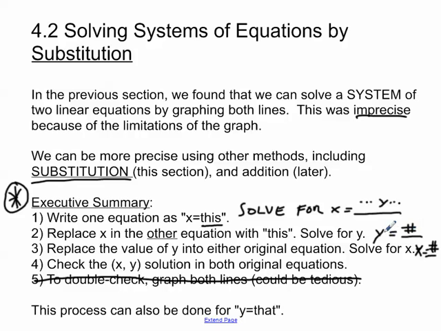Tell me what the number is then for y. Y equals some number. Take that number and replace that value of y into either original equation, and then solve for x, because you'll have just a number for x. And there's your solution, the x and y solution. And then you can double check your solution in both original equations. So that's what we're going to do.